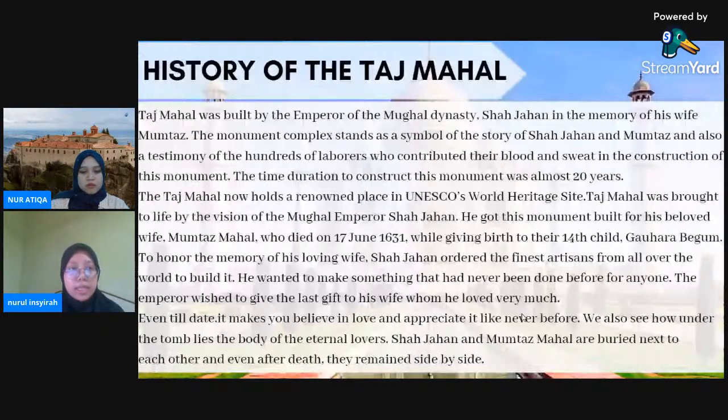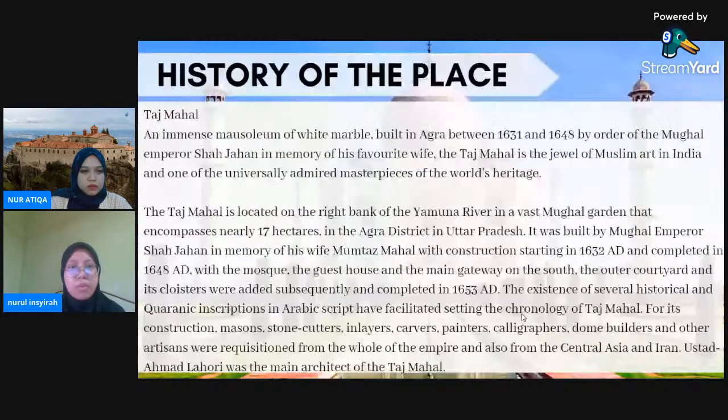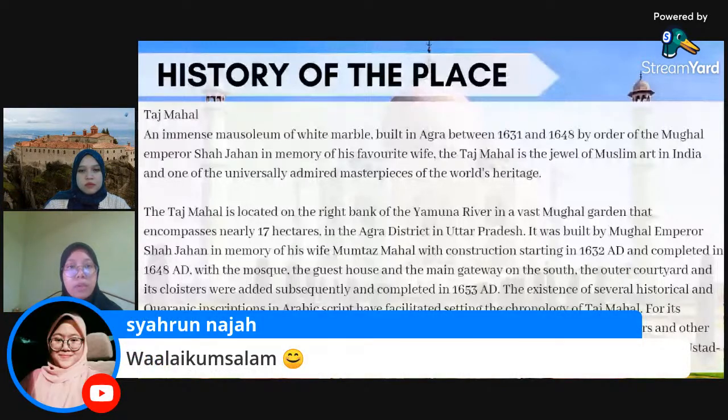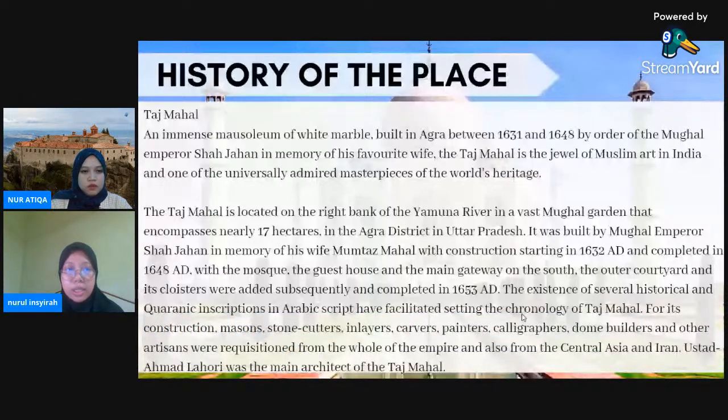Then we go to the history of the place. Taj Mahal, an immense mausoleum of white marble built in Agra between 1631 and 1648 by order of the Mughal Emperor Shah Jahan in memory of his favorite wife. The Taj Mahal is the jewel of Muslim art in India and one of the universally admired masterpieces of the World Heritage. The Taj Mahal is located on the right bank of the Yamuna River in a vast Mughal garden that encompasses nearly 17 hectares in the Agra district in Uttar Pradesh. It was built by Mughal Emperor Shah Jahan in memory of his wife Mumtaz Mahal, with construction starting in 1632 AD and completed in 1648 AD, with the mosque, the guest house and the main gateway on the south. The outer courtyard and its cloister were added subsequently and completed in 1653 AD.